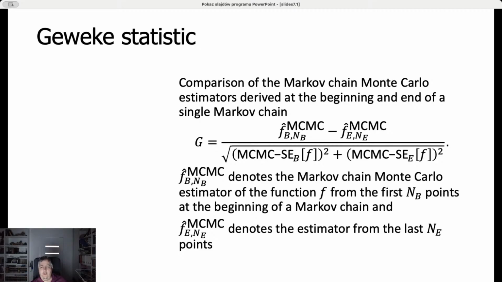Second estimator is the so-called Geweke statistic, which is the idea of splitting the chain into parts and checking if the first part and the second part of the chain behave properly, the same like previously. So we compute the difference between estimators divided by some square root of the sum of their standard errors.